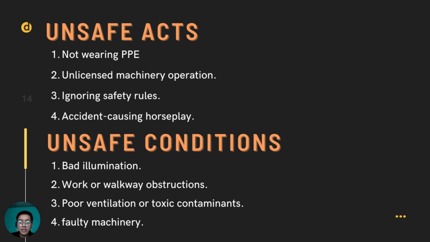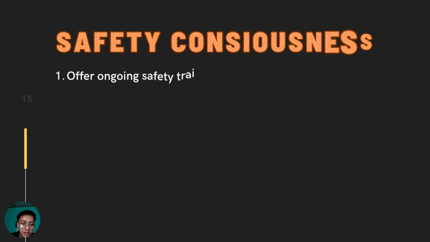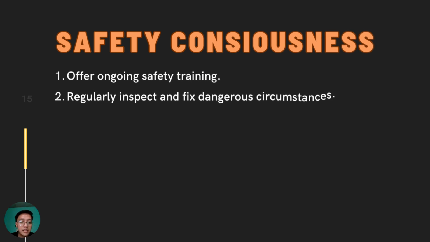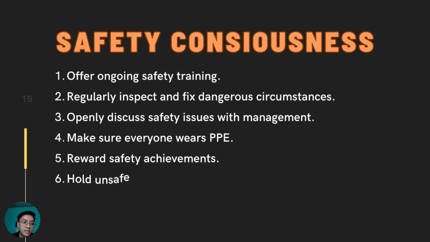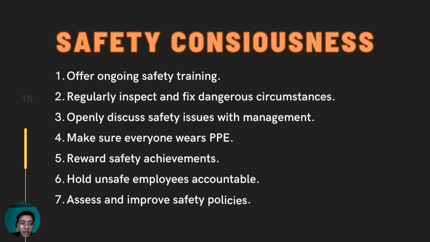To promote safety consciousness in a mechanical engineering workplace, you can take the following steps or tips. Number one is to provide regular training and education on safety procedures and guidelines, or offer ongoing safety training such as seminars to your workers to avoid such things from happening. Number two is to regularly inspect and fix dangerous circumstances, or conduct regular safety inspections and identify and correct unsafe conditions. Number three is to openly discuss safety management, or encourage open communication between employees and the management about safety concerns. Number four, make sure everyone wears PPE.